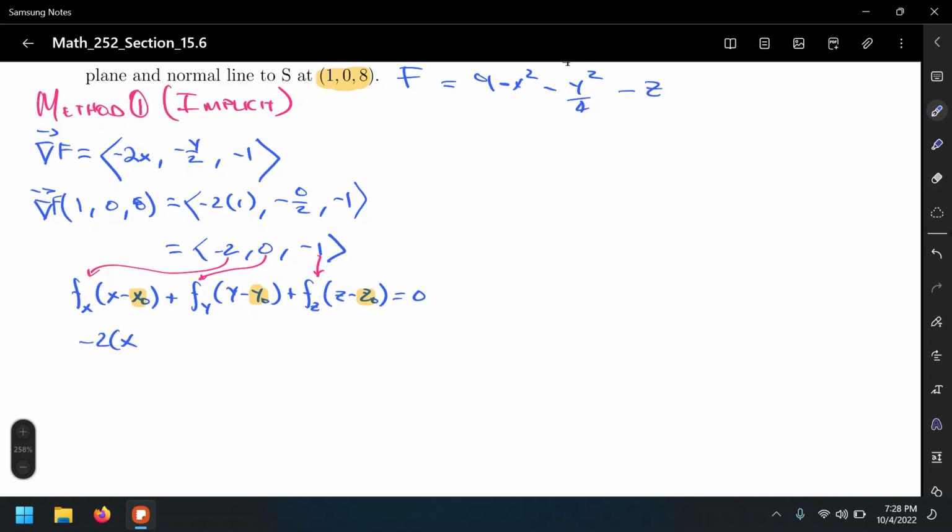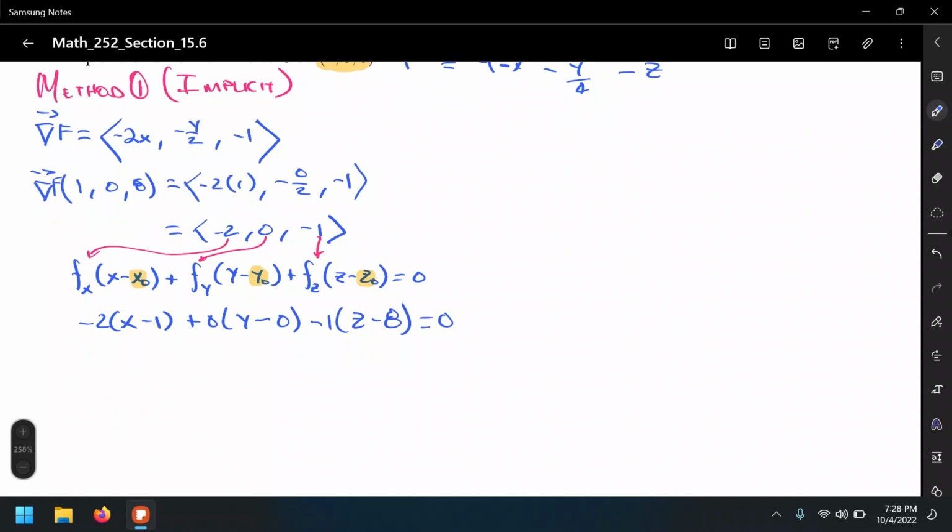Negative 2 times x minus x naught, which is 1, plus 0 times y minus y naught, which is also 0, plus a, or not a, that's minus 1, times z minus z naught, which is 8, and that equals 0. So that's going to give us the equation of the plane.